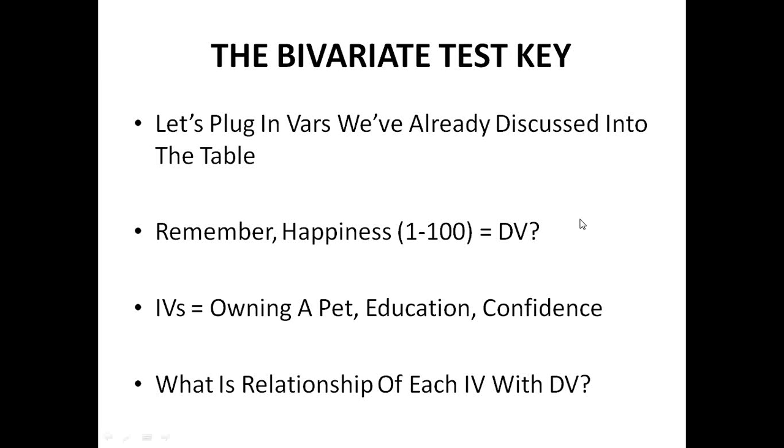So what we're trying to determine here is what's that one-on-one relationship with each independent variable with the dependent variable. In other words, what's the relationship between owning a pet and your level of happiness? What's the relationship between your level of education and your level of happiness? What's the relationship between your level of confidence and your level of happiness? So we wanted to find each of these relationships. But because the variable structures are different, we need different tests.